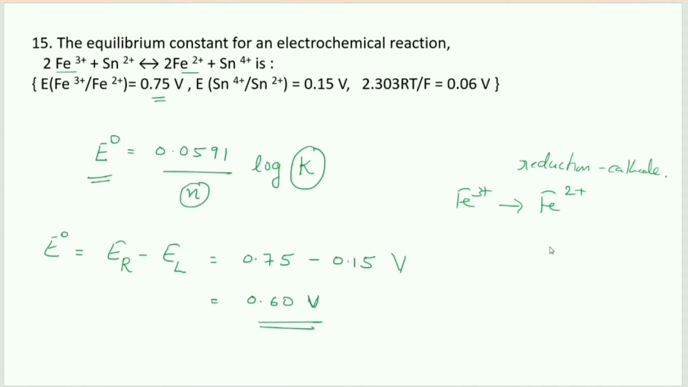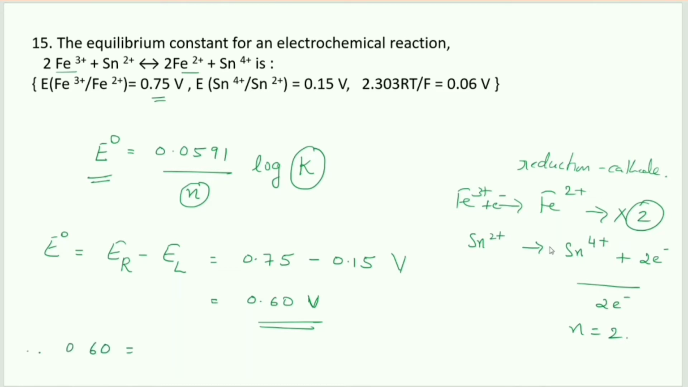In this reaction Fe3+ is converted to Fe2+, and Sn2+ is converted to Sn4+. So here it will be 2 electrons. Here how many electrons? Here 1 electron, so we will multiply by 2. So the total number of electrons is 2. So n equals 2.